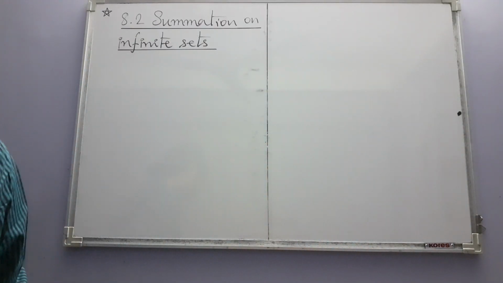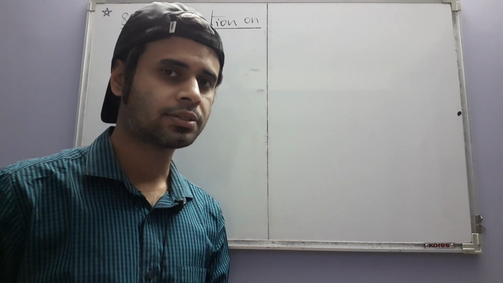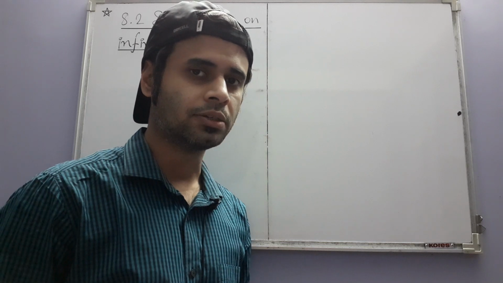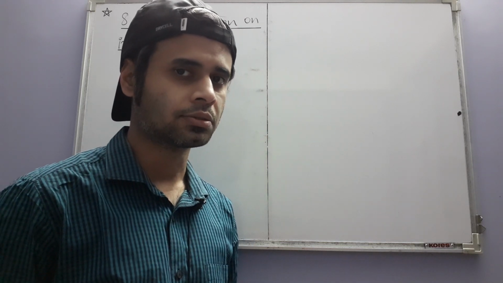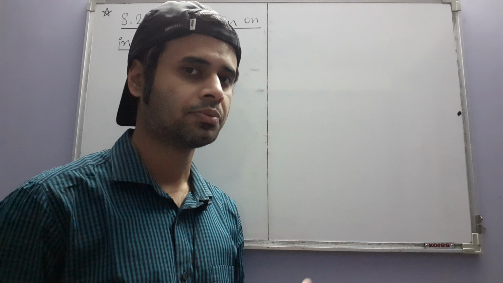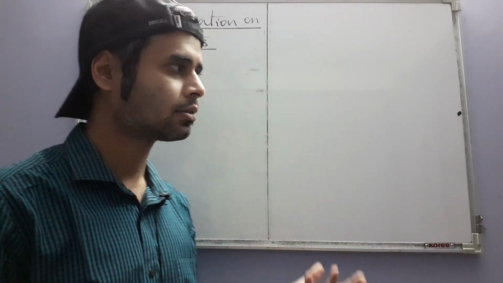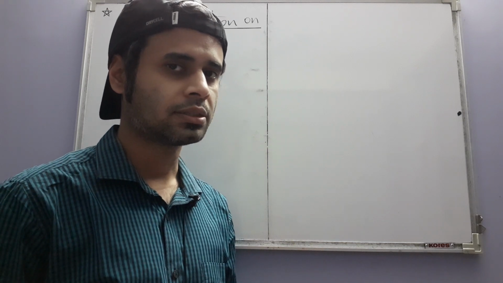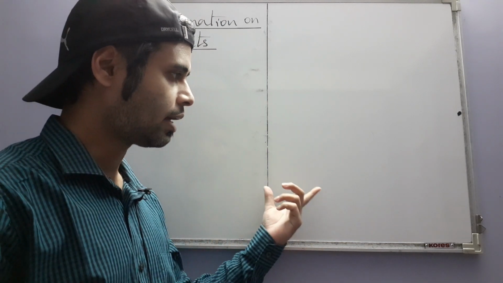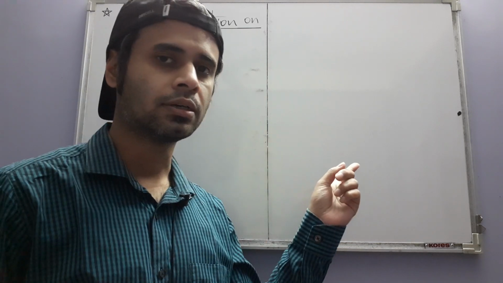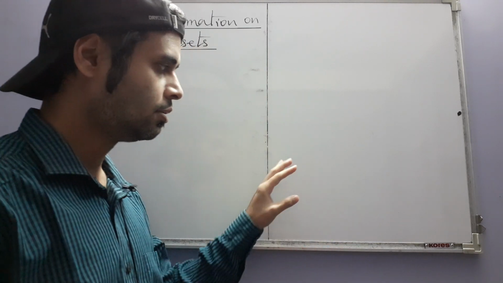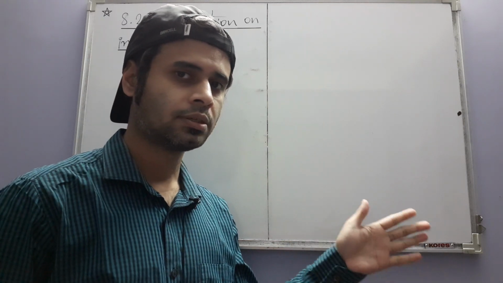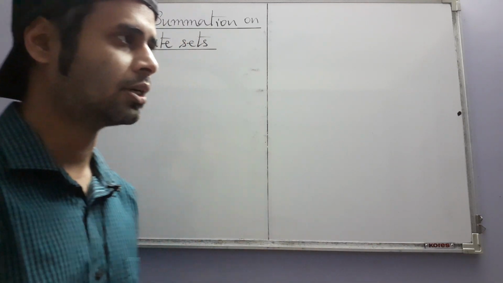New section, summation on infinite sets. Now before we start this section, let us recall that in the previous section we went through the notion of countability. We saw what countable sets are, and ultimately we ended up proving that the set of rational numbers is countable. And in the last exercise, which we solved in the last analysis video, we in fact produced a concrete bijection between the set of rational numbers and the set of natural numbers.